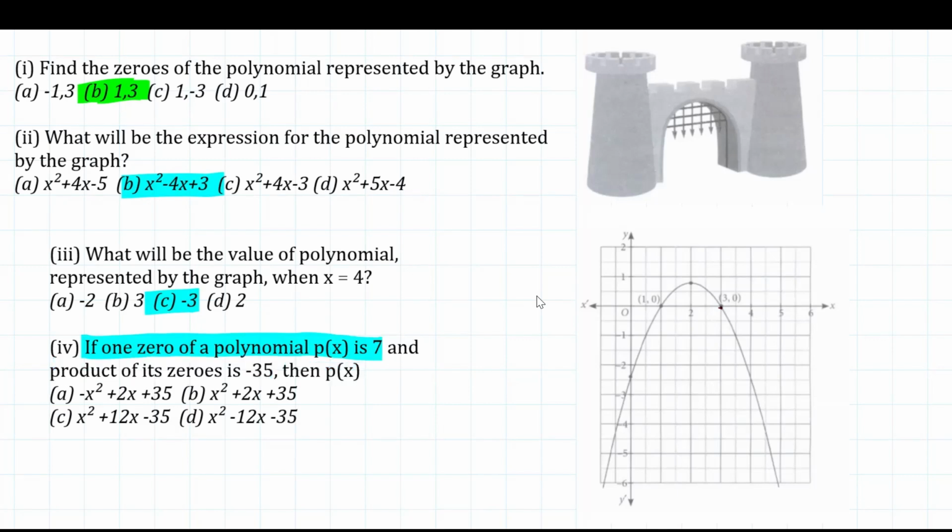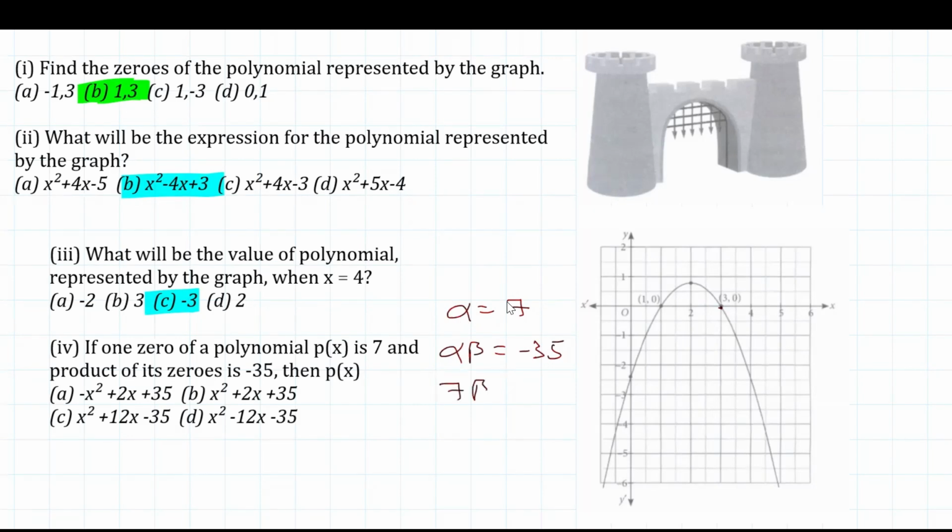Well, this part is not related to the previous one. So first of all, I'm writing one of the zeros. Since it is a quadratic polynomial, one of the zeros, let's say alpha, is 7, and the product of the zeros is given as how much? The product of the zeros is minus 35. Now what if I replace alpha with 7?